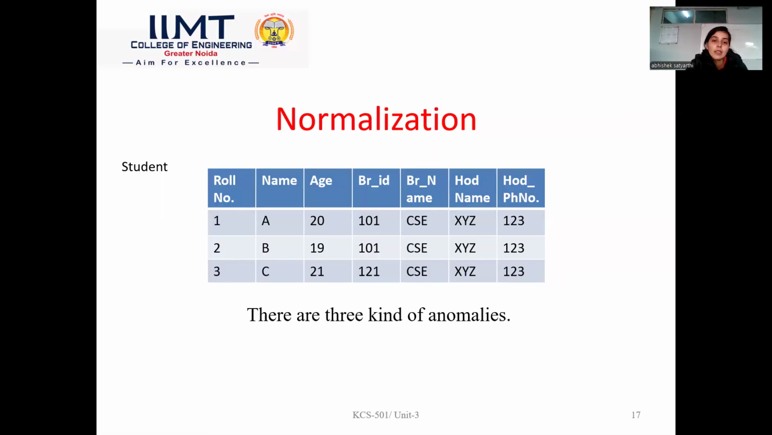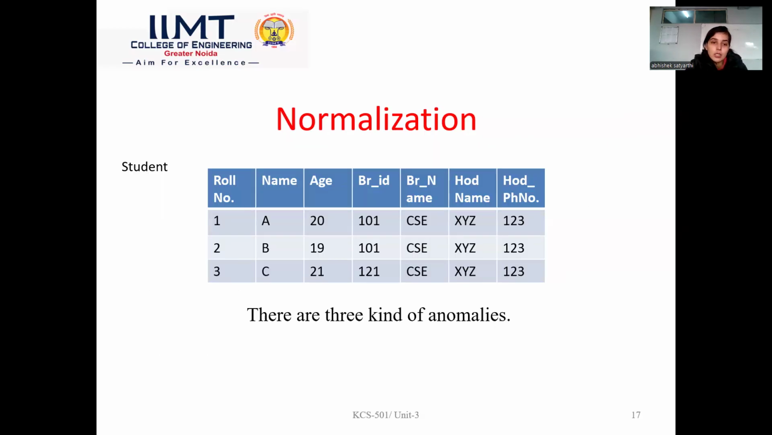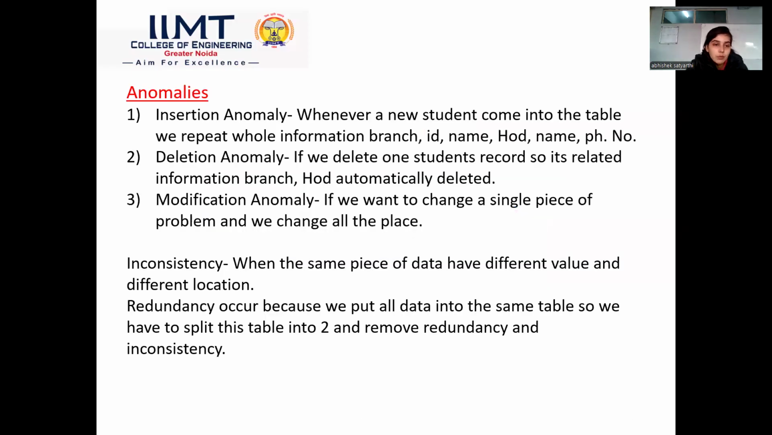Deletion anomaly: like student A drops out after second year. At that time the corresponding HOD name and phone number are also deleted. In a similar way, the modification anomaly. Suppose I want to change something at a single place, like age or name; if there is some updation in a name, we have to make the updation in all those particular places. So there are two things: one is inconsistency, another is redundancy.